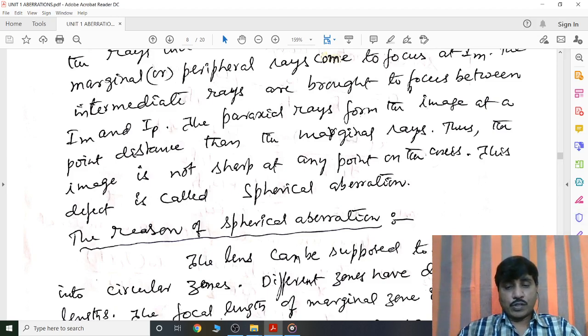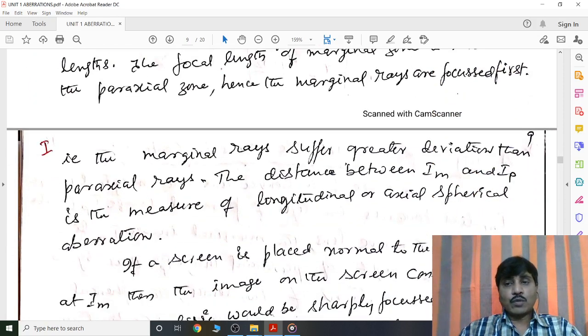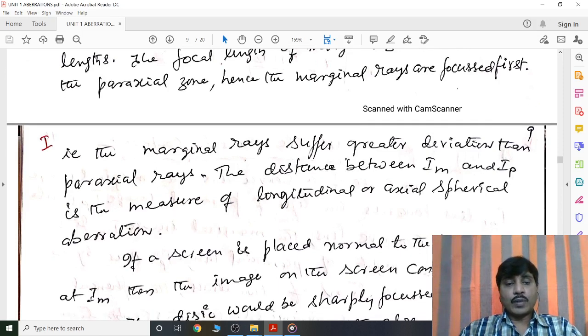The reason for spherical aberration: the lens can be supposed to be divided into circular zones. That means middle zone, central zone, marginal zone, etc. Different zones have different focal lengths. The focal length of the marginal zone is lesser than the paraxial zone. Hence, the marginal rays are focused first. That is, the marginal rays suffer greater deviation than paraxial rays. The distance between IM and IP is the measure of longitudinal or axial spherical aberration.